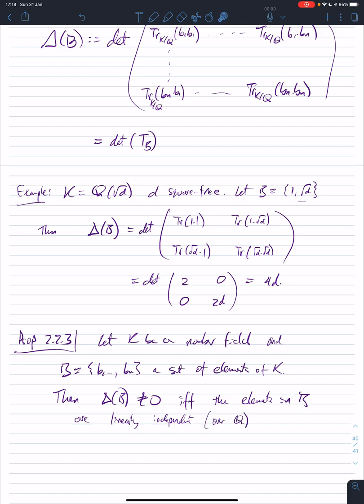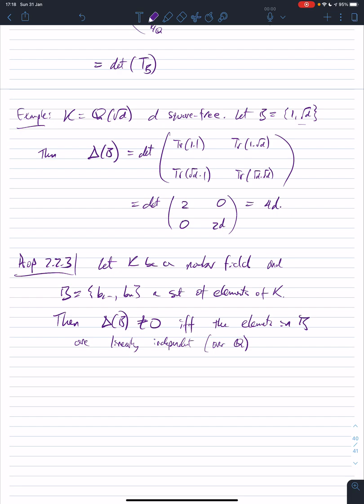I'm thinking of K as a number field over Q, so an extension of Q. So I'm thinking of this as a vector space over Q. These elements are like vectors, and I'm saying that they're linearly independent over Q. And let's prove this.